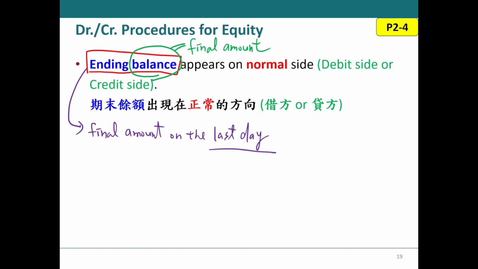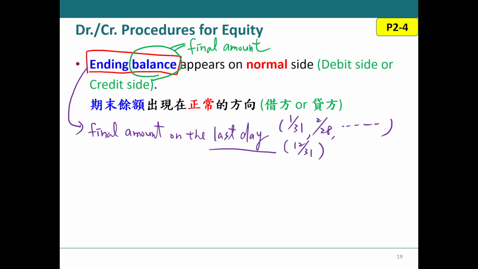The last day could be the last day of each month, the last day of each quarter, the last day of each year. Depends on how long you want to talk about it. Okay, so could be last day of last month, or could be last day of each year. Depends on how long the time period you want to talk about. Okay, so we have ending balance.